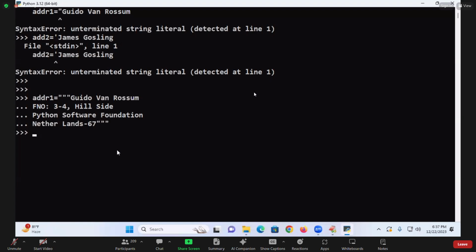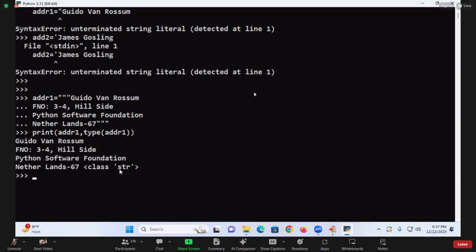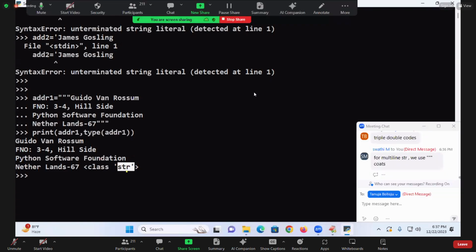Now see students, done. Now you print what? ADDR1 comma type of ADDR1. What is this now? Is it printed in multiple lines or not? What type is it? str. What is str here? Class. What kind of string is this?